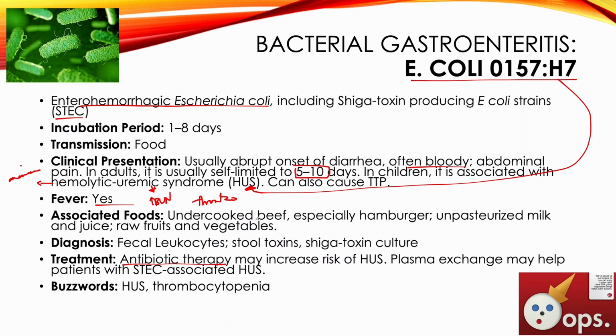Like I said, undercooked beef, especially hamburger meat. Other things: unpasteurized milk, raw fruits and vegetables. This is inflammatory, so you will see positive fecal leukocytes, stool toxin, and the Shiga-like toxin culture. And then buzzwords are going to be, they might not exactly say hemolytic uremic syndrome, but they might give you a patient that is jaundiced because of the hemolytic anemia, that also has kidney failure and thrombocytopenia, right?